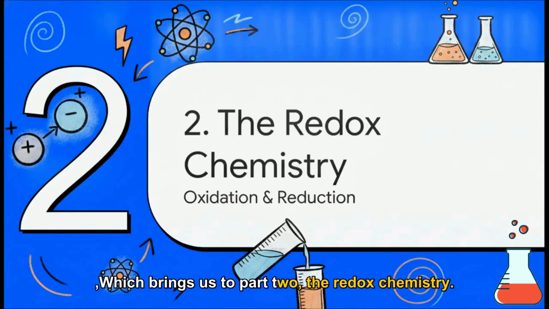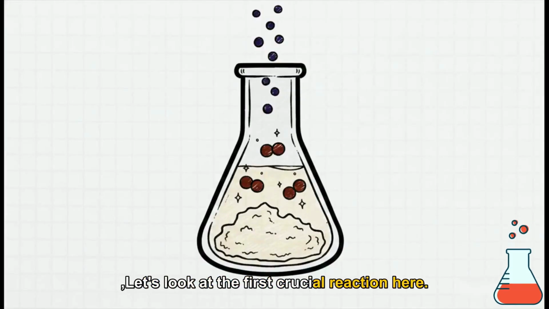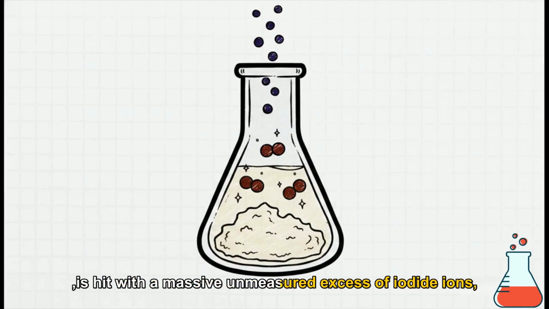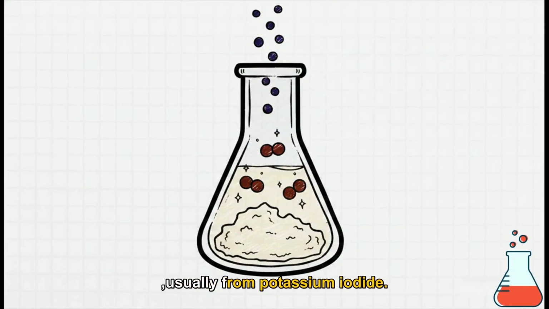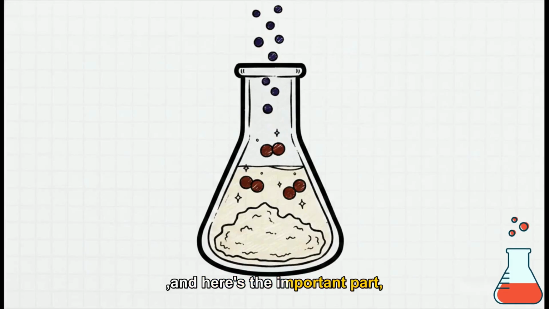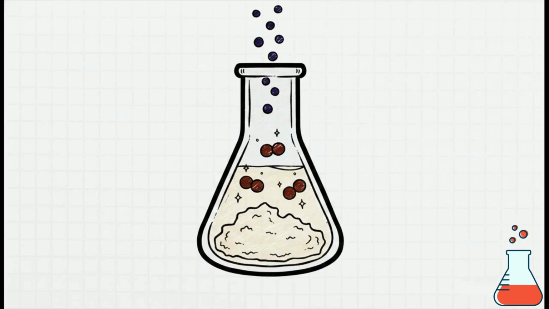Which brings us to part 2, the redox chemistry. Let's look at the first crucial reaction here. Our unknown oxidizing agent, the copper 2+ in our flask, is hit with a massive, unmeasured excess of iodide ions, usually from potassium iodide. The copper reacts, it precipitates out as a solid called copper iodide, and, here's the important part, it liberates free molecular iodine straight into the solution.